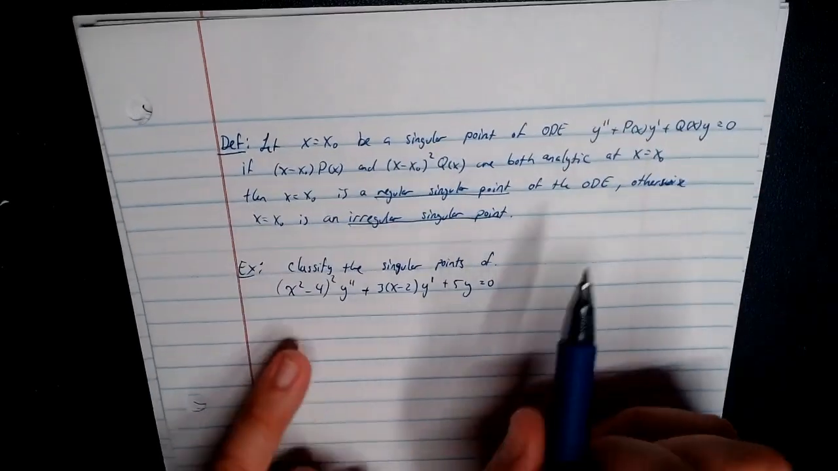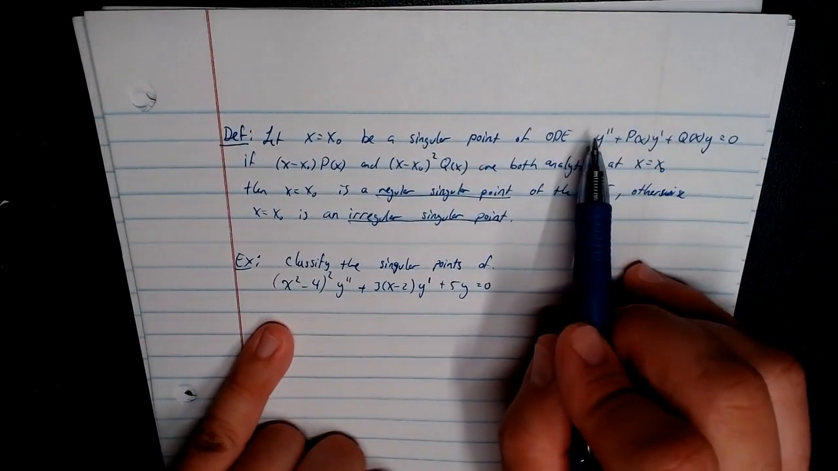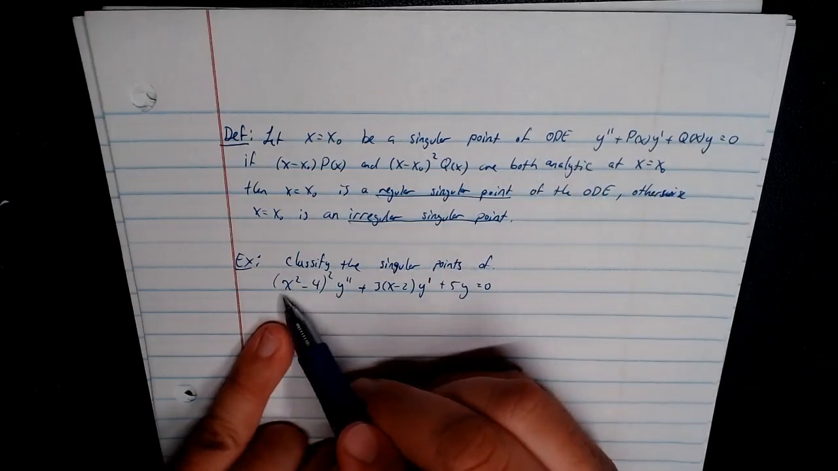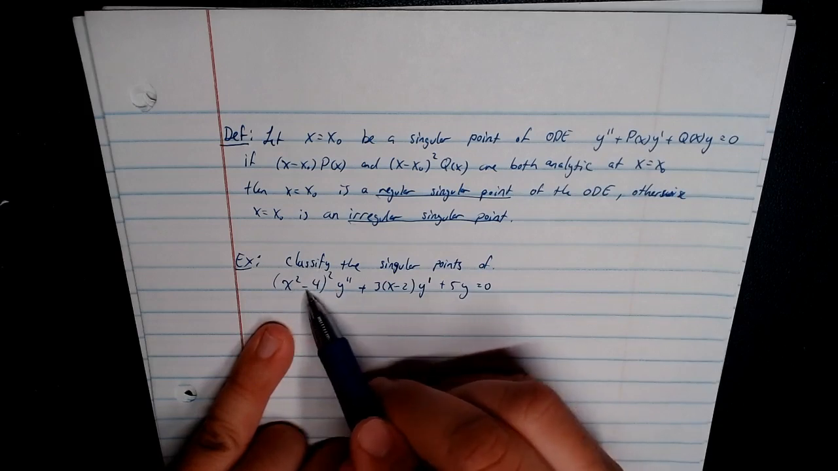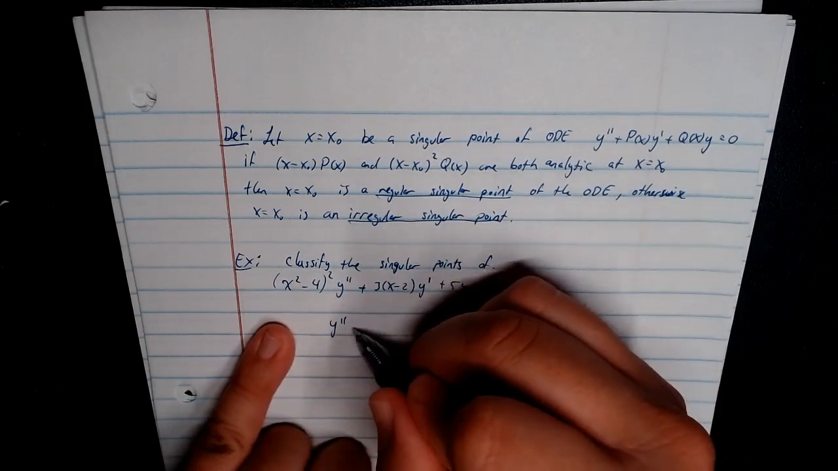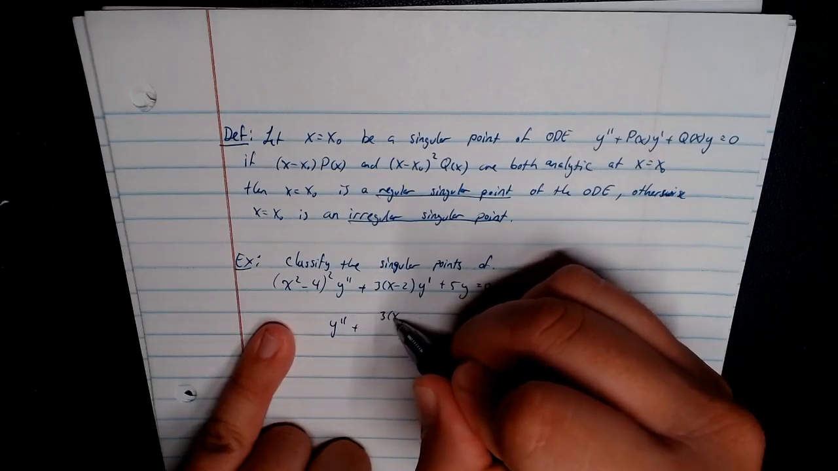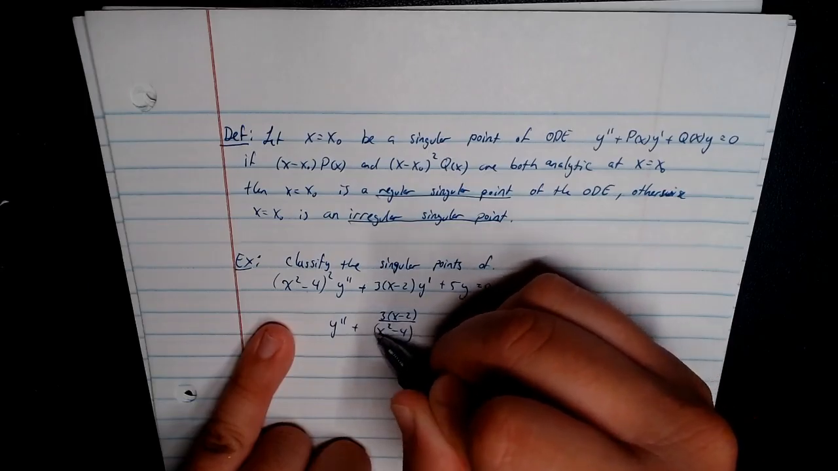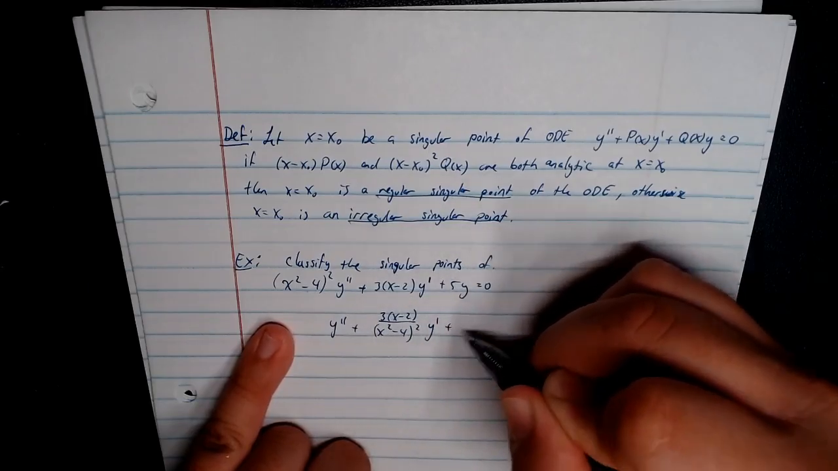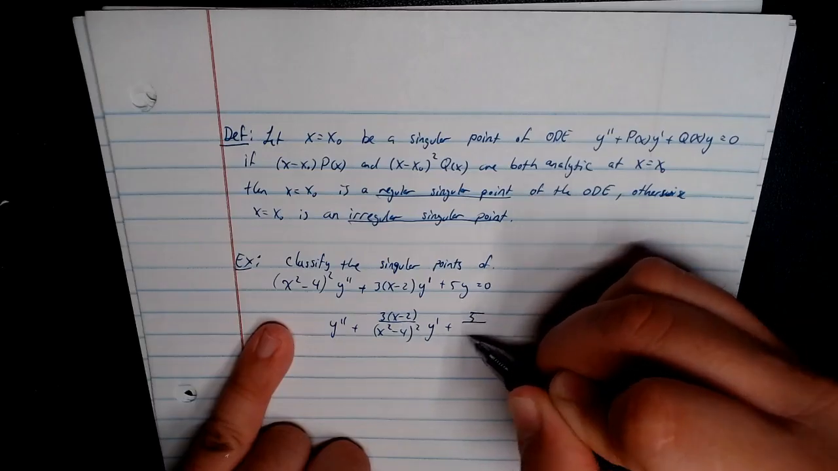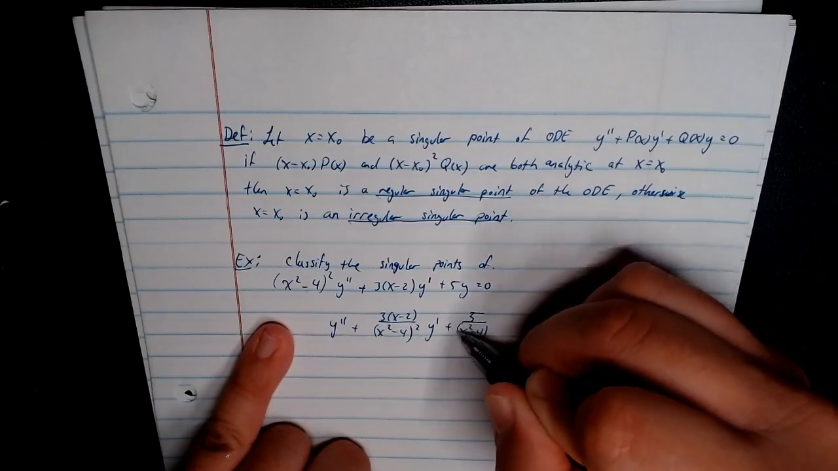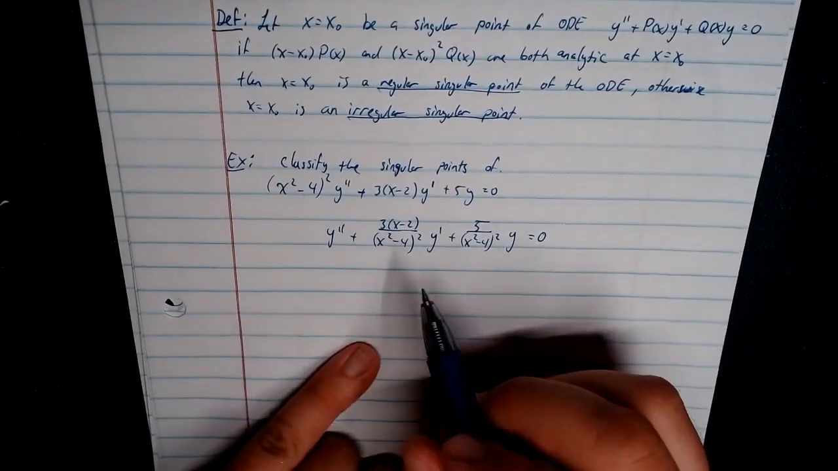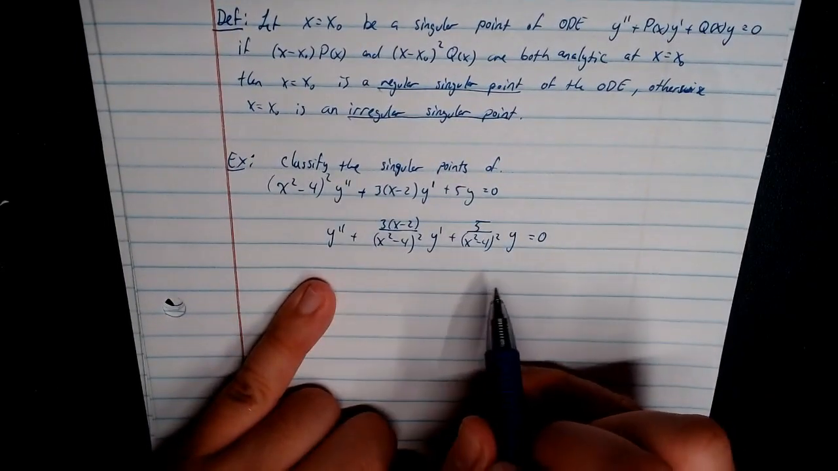Now remember, in order to classify ordinary versus singular points, we do need the equation to be in standard form. So here, this is non-standard. We're going to divide by this lead coefficient factor to give us y double prime plus 3 times (x minus 2) over (x squared minus 4) quantity squared y prime plus 5 over (x squared minus 4) quantity squared times y equals 0. All right, so here's our equation. Same thing as this, but now in standard form.